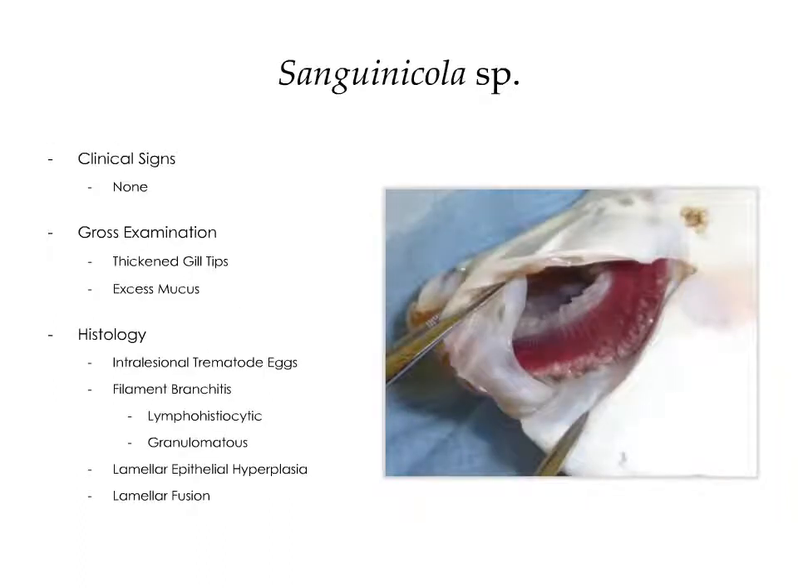There are no obvious clinical signs associated with infection. On gross examination, the gill tips are thickened and there may be excess mucus production. Histologically, there are large numbers of trematode eggs wedged within vessels throughout the gills. Embolization is associated with lymphohistiocytic to granulomatous filament bronchitis. There's also lamellar epithelial hyperplasia with associated lamellar fusion.